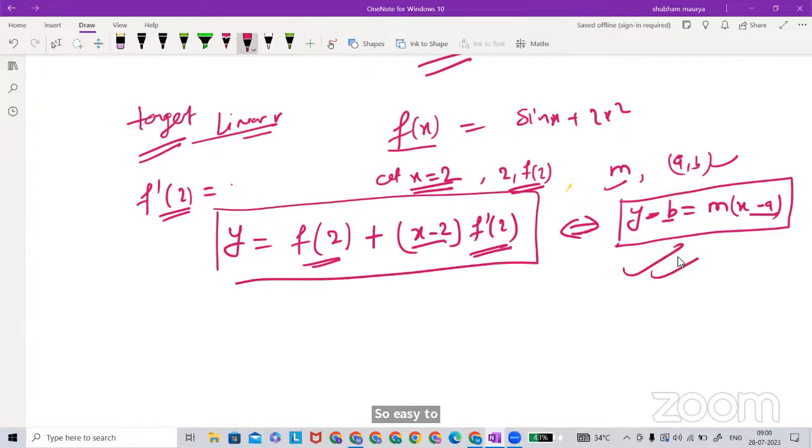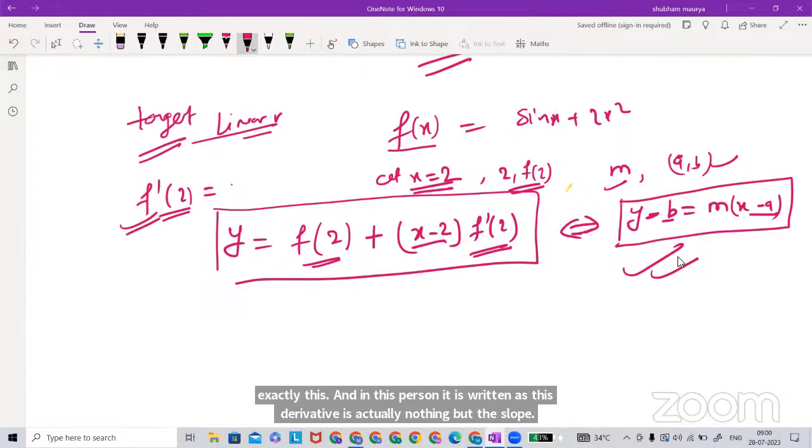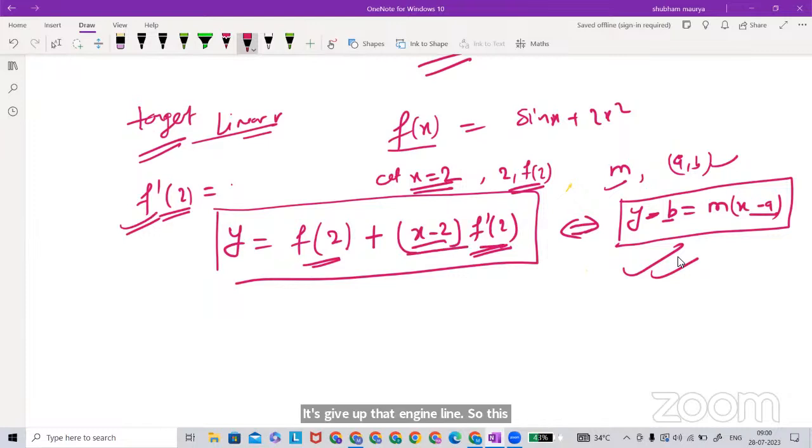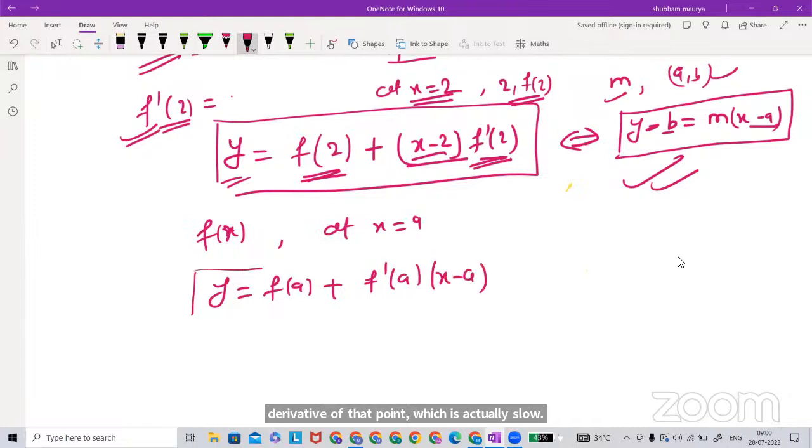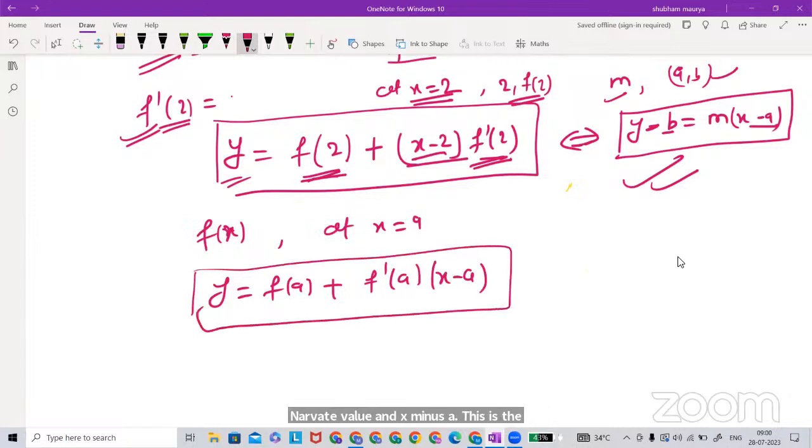In this fashion, the derivative is nothing but the slope of that tangent line. So the slope times x minus a, plus the b value, gives y. This is the equation of the tangent line. In generalized form, if you have a function f(x) and you want the tangent at x equal to a, then y equals the function value at that point plus the derivative at that point, which is the slope, times x minus a. This is the formula for getting the tangent.